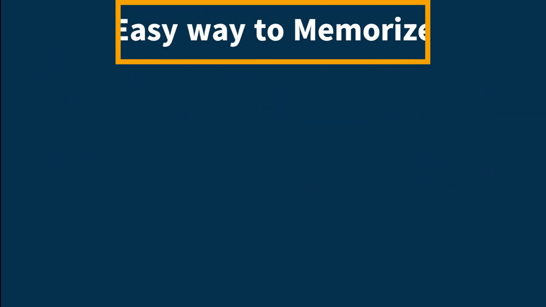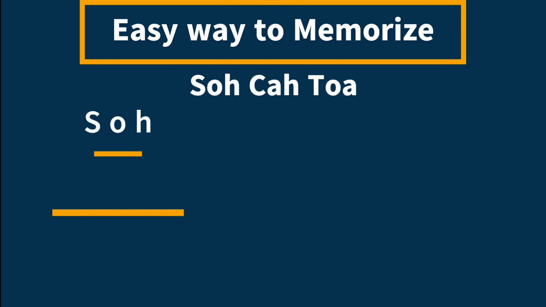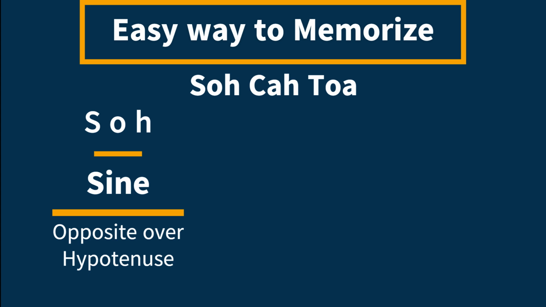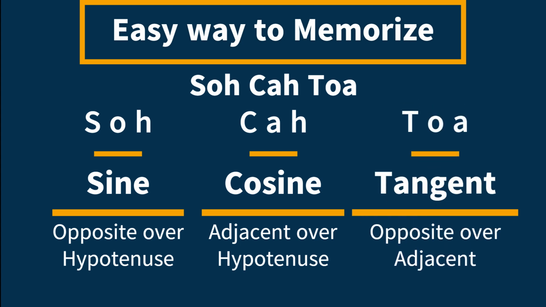Here's an easy way to memorize it. I use SOHCAHTOA. So, SOH means sine is equal to opposite over hypotenuse, CAH means cosine is equal to adjacent over hypotenuse, and TOA means tangent is equal to opposite over adjacent.